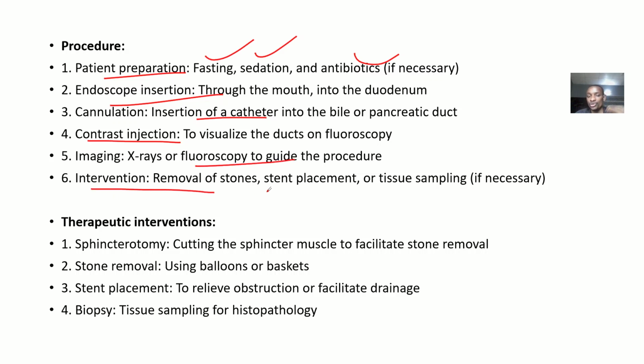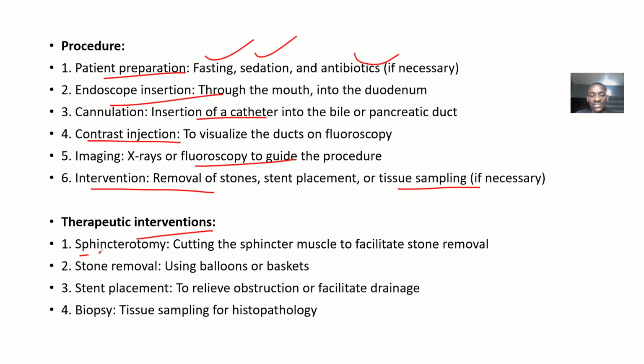Okay, the imaging, you could use x-rays or fluoroscopy just to guide the procedure. Intervention, removal, that's like the last one now. That's when you're finally there. So you're trying to remove stones, or you want to place a stent, or you want to collect some tissues for biopsy. That's tissue sampling.